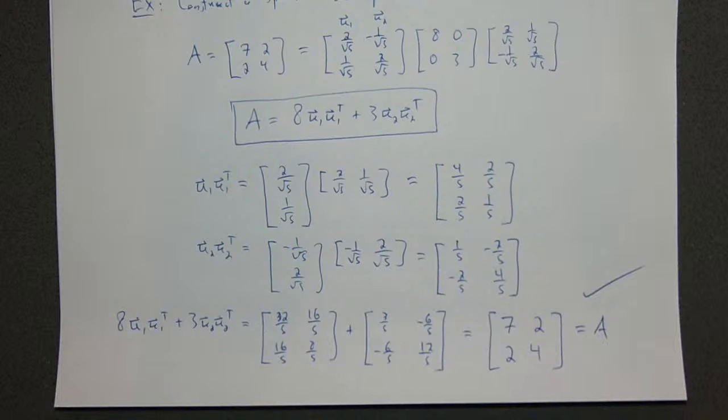Simple eigenvalue. A simple eigenvalue has multiplicity 1. That's simple eigenvalue.